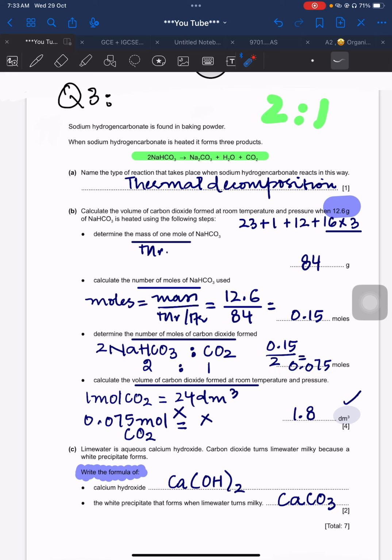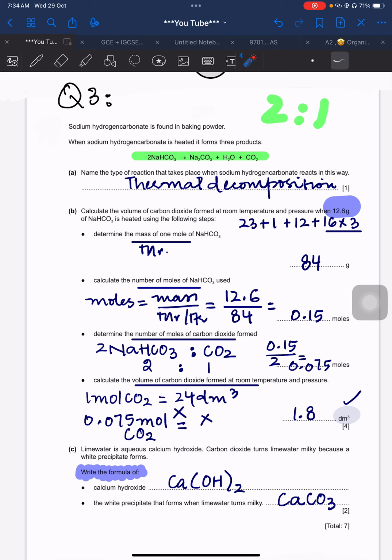I have told you already in previous videos as well that whenever the examiner is asking you something related to this, you are going to calculate the moles first and then calculate the next point. So right now we can say that 1 mole of carbon dioxide is 24 decimeter cube, whereas 0.075, which we have calculated, gives you X volume. So you do the cross multiplication and the answer is 1.8 decimeter cube.